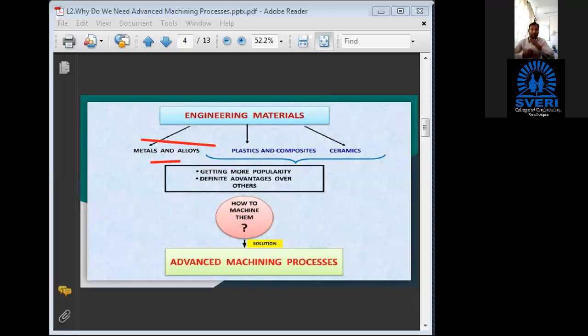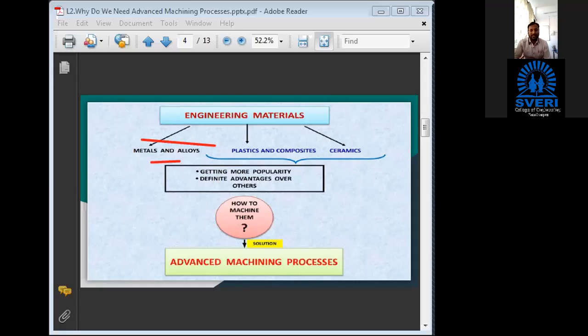How to machine? Now please note down one small concept: in our non-conventional machining process, whatever machining means here, we have to take its meaning as one operation, whatever cutting, turning we are saying. So machining of metal means the operation of machining.